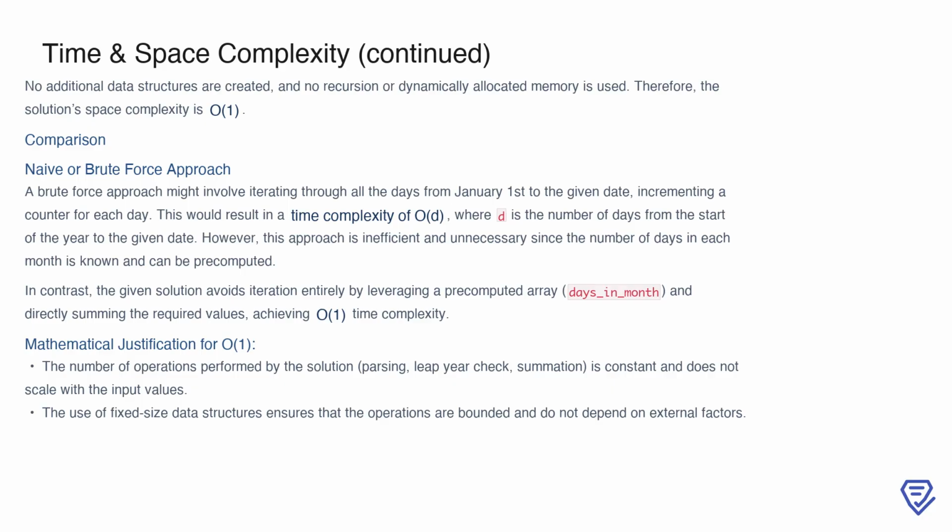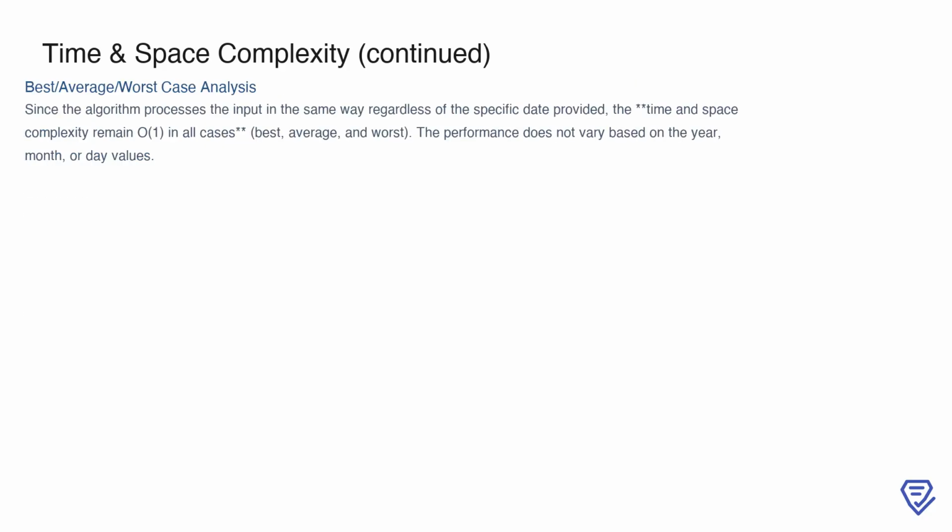Mathematically, this is justified because the operations performed, such as parsing and summation, are constant and do not scale with the input. Similarly, the use of a fixed-size array ensures that memory usage remains stable. Finally, let's analyze the best, average, and worst-case scenarios for this algorithm. Regardless of the specific date provided, the algorithm processes the input in exactly the same way.